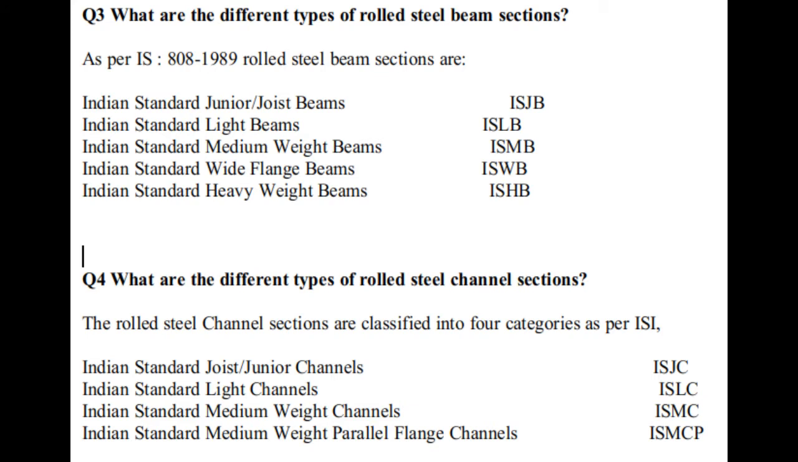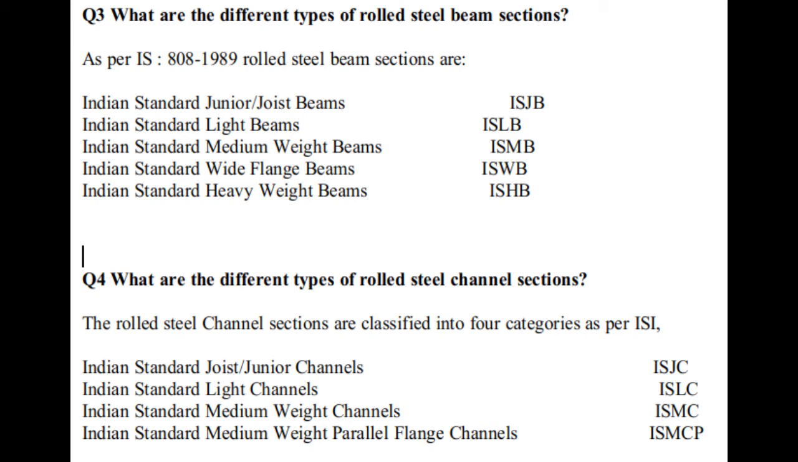Question number 3. What are the different types of rolled steel beam sections? Just now I have discussed how many types of rolled steel sections are available. Now out of that, if you are asked to discuss the different types of rolled steel beam section, then as per IS 808 1989, rolled steel beam sections are as follows.